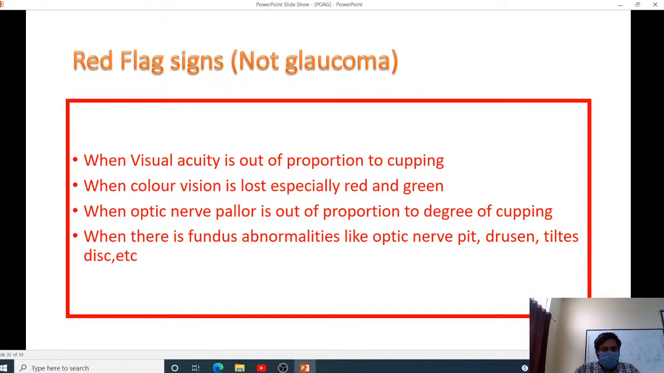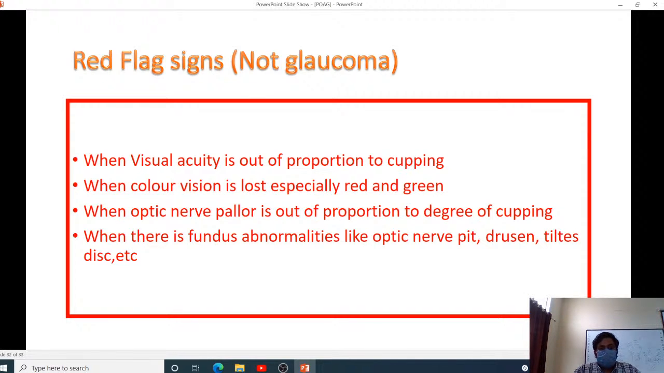And when there is a red green change in the color vision chart. If there is optic nerve damage, you will have some kind of color vision loss. But if it is lost disproportionately, that means these fibers are affected, then it is some neurological problem. The patient has some underlying neurologic problem that you have to keep in mind.